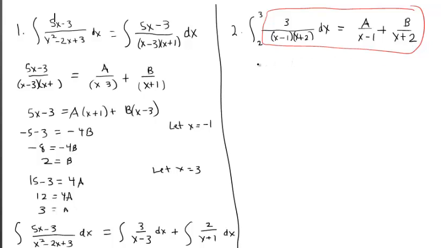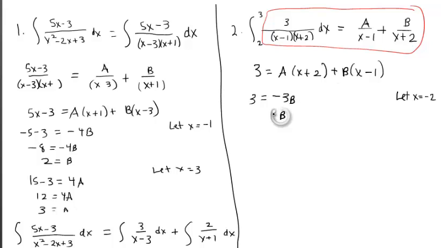Multiply through by the common denominator. I'm going to let x be -2. This term's gone away. X is -2 here. This is -3B. B is -1. Let's let x be 1. So back up here, we've got 3 equals, x is 1, 3A. X is 1, this term's gone, so A is 1.